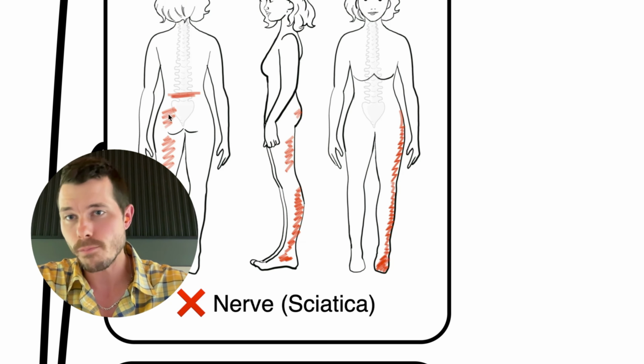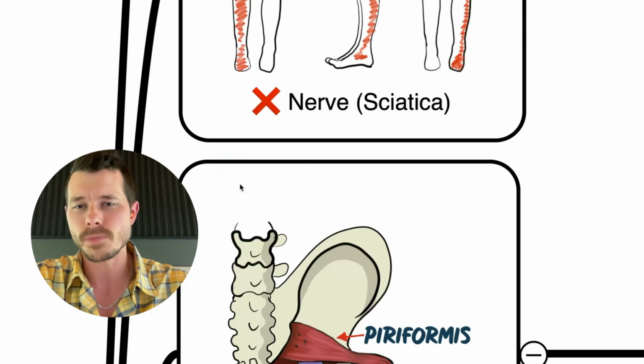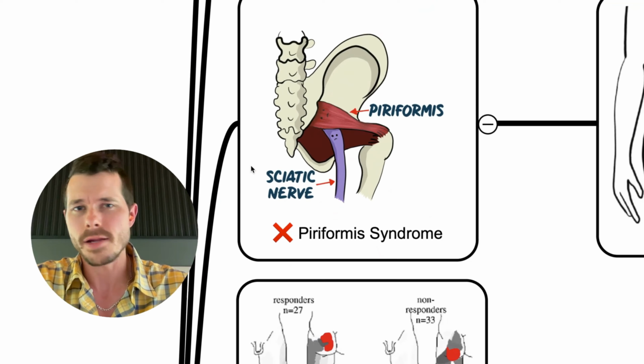So again, if you have symptoms above the level of the knee, we're going to say there's a much lower certainty that you have sciatica. We can kind of rule that out. All right. Piriformis syndrome, not the cause.